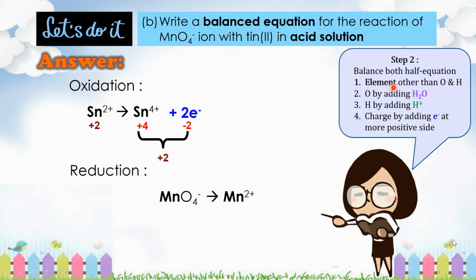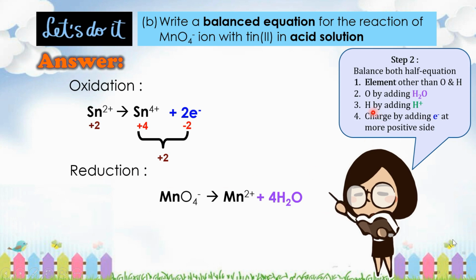So first of all, balance elements other than oxygen and hydrogen, which refers to Mn. So it is already balanced. Second step, balance oxygen by adding H2O. Right, so at the reactant side, there are 4 oxygen, whereas at the product side, there is no oxygen. So therefore, you have to add 4 H2O. Since we add 4 H2O, we already add 8 hydrogen at the product side, and there is no hydrogen at the reactant side.